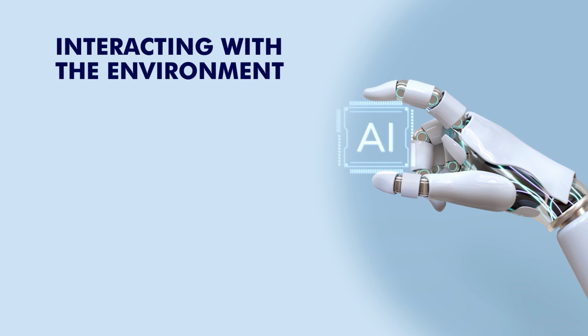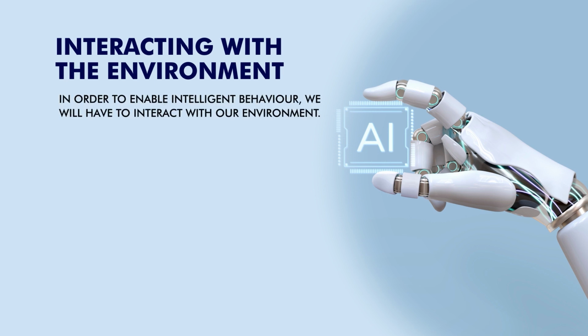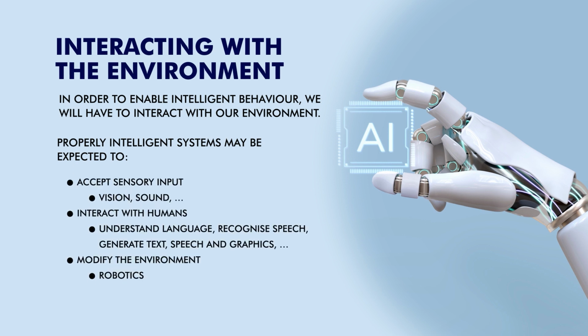Interacting with the environment. In order to enable intelligent behavior, we will have to interact with our environment. Properly, intelligent systems may be expected to accept sensory input like vision and sound, interact with humans, understand language, recognize speech, generate text, speech and graphics, and modify the environment using robotics.